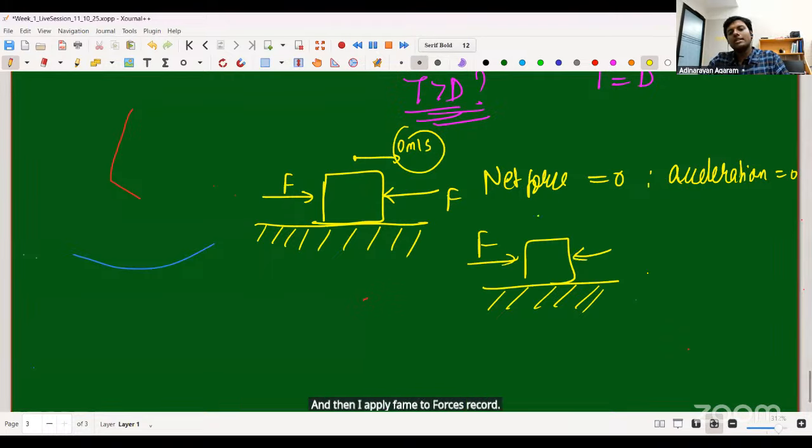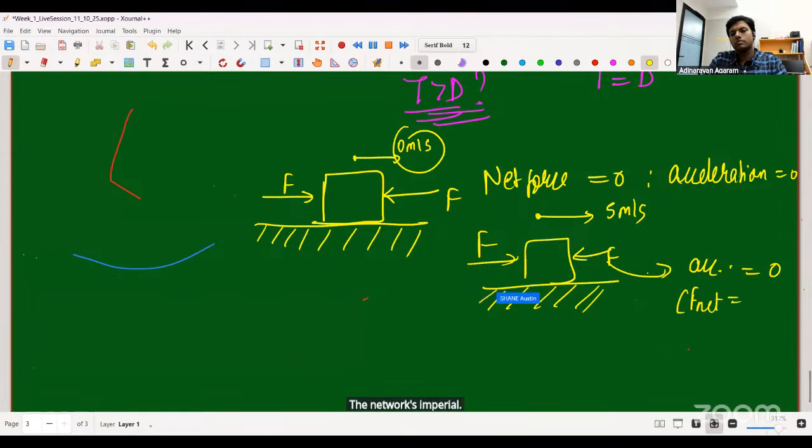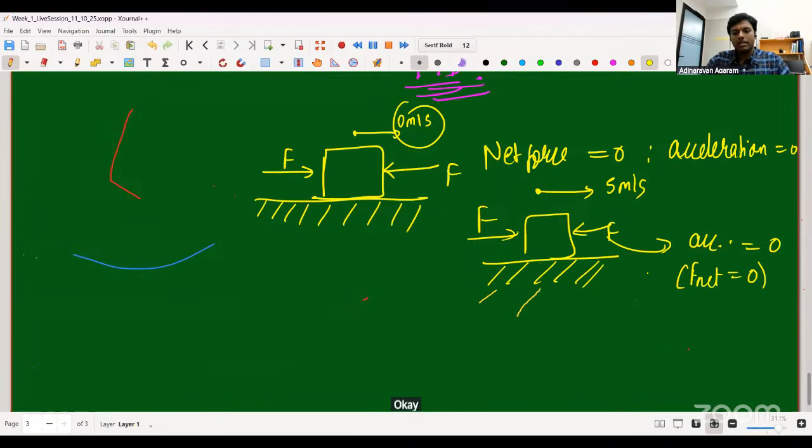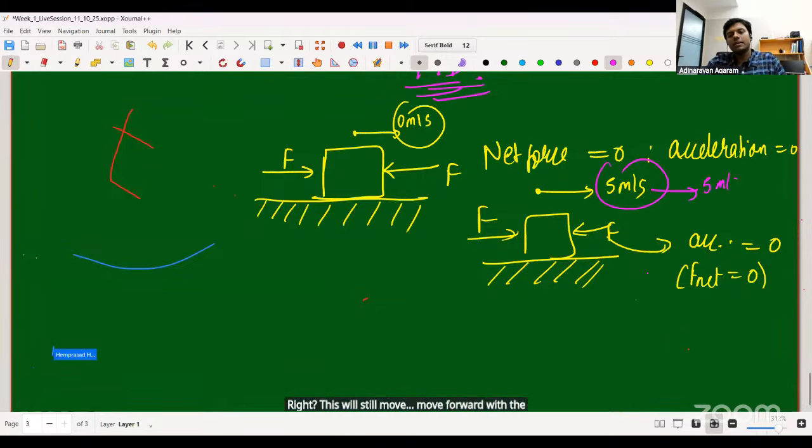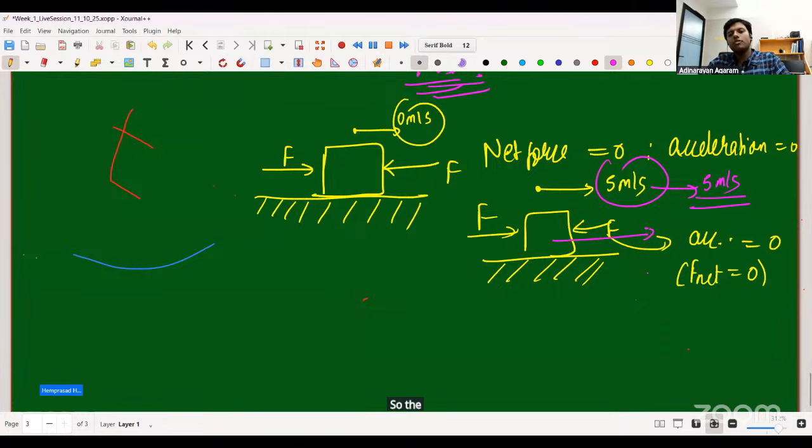But consider an example where I have the same block, and then I apply the same two forces F, and there is a speed that it initially has. Now this force configuration again will not produce an acceleration. The acceleration is going to be 0. The net force is 0. F net is 0. But the net force being 0 is not going to affect the speed here, right? This will still move forward with the speed of 5 meters per second. The speed is not being affected by 0 net force acting on the body. So the object will definitely move forward.